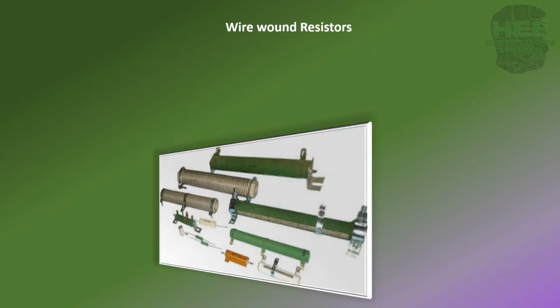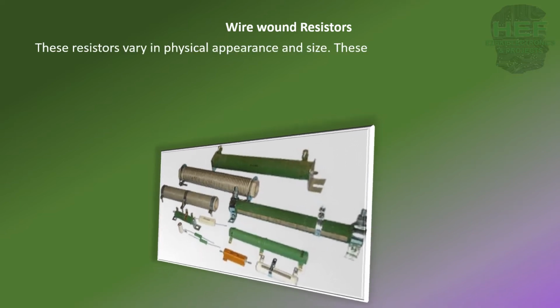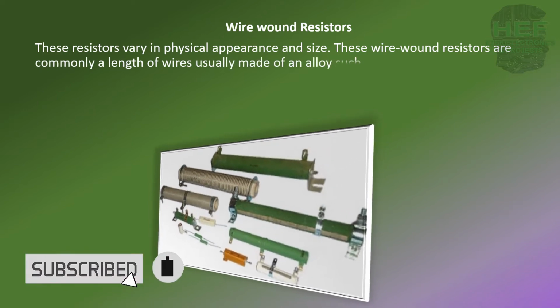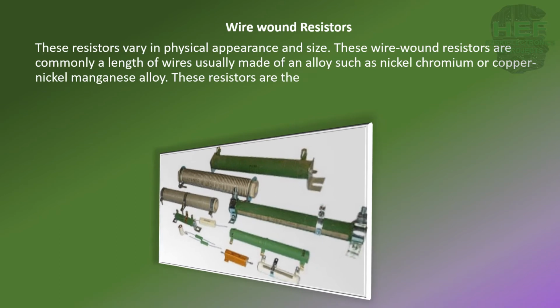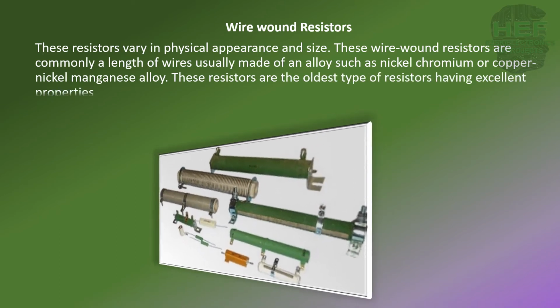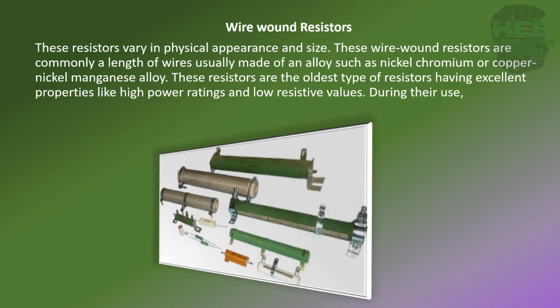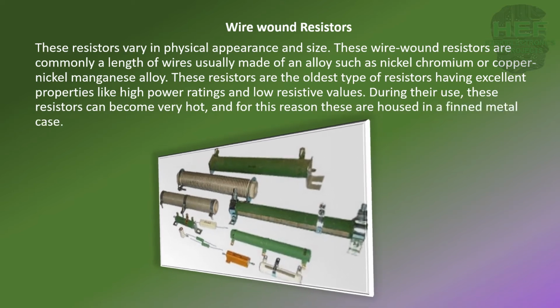Wire wound resistors. These resistors vary in physical appearance and size. These wire wound resistors are commonly a length of wire usually made of an alloy such as nickel-chromium or copper-nickel-manganese alloy. These resistors are the oldest type of resistors, having excellent properties like high power ratings and low resistive values. During their use, these resistors can become very hot, and for this reason they are housed in a finned metal case.